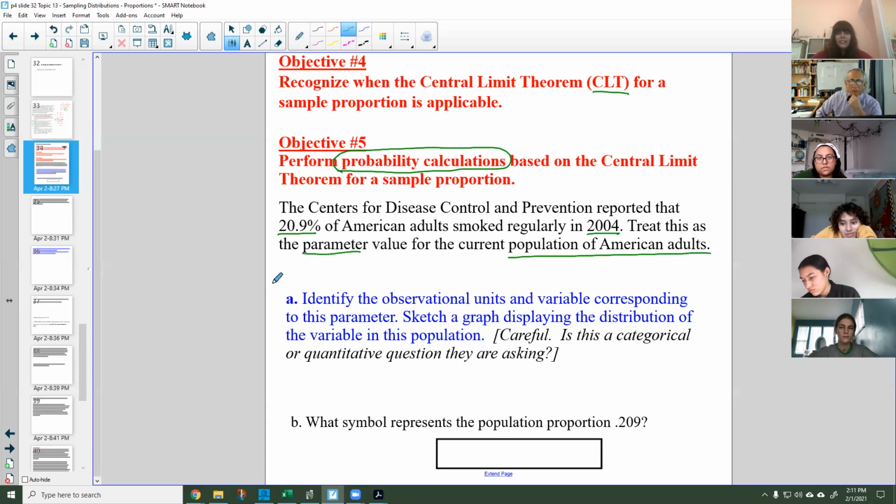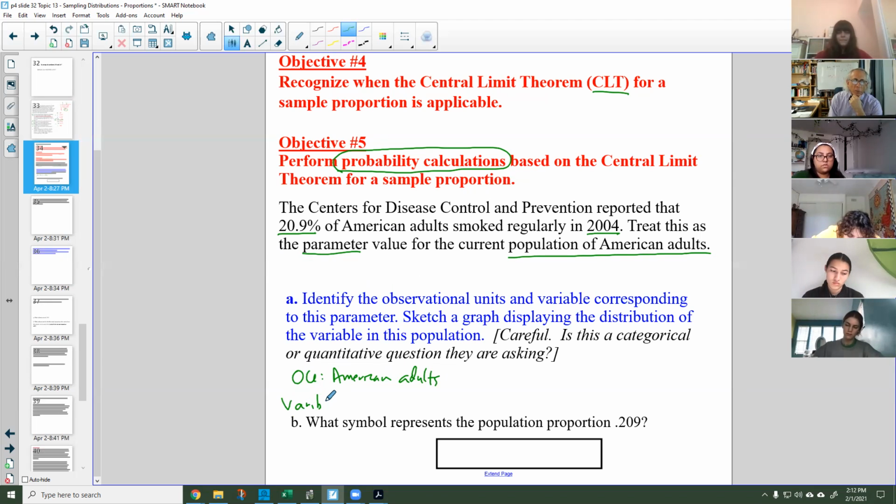Okay, Isabella, what do you have as the observational units here? Is it the American adults currently? I think it's American adults. So observational units, American adults. And what is the variable? Okay, so writing this down just like this has clarified it for me. I was getting a little bit nervous about my own understanding here, but now I understand.